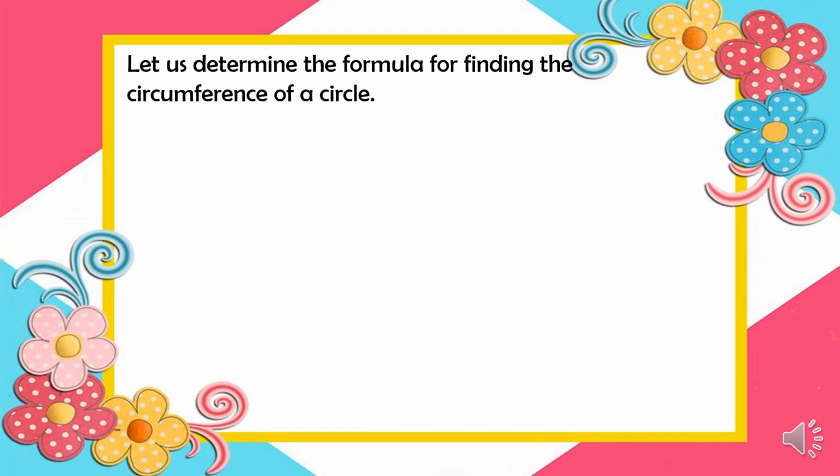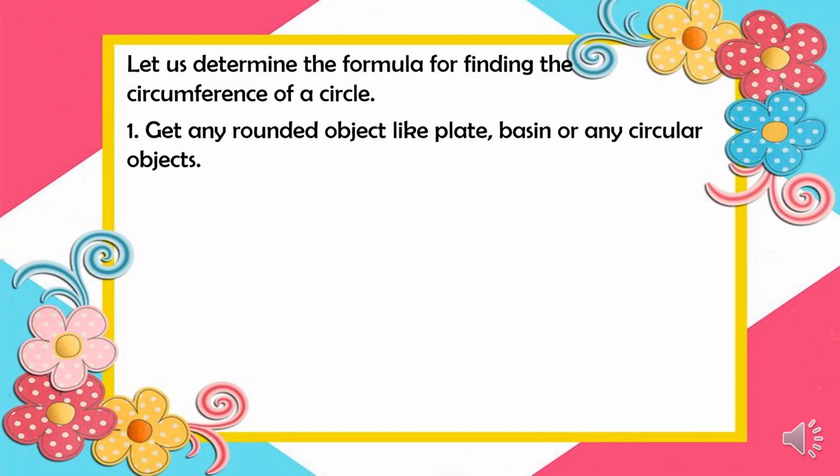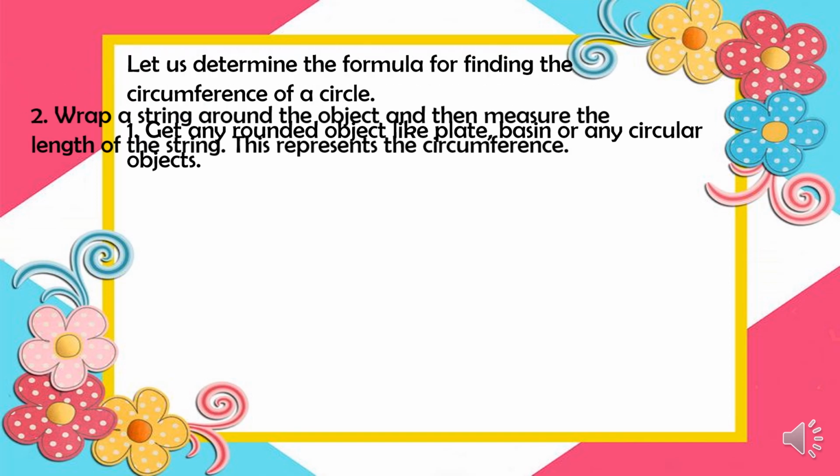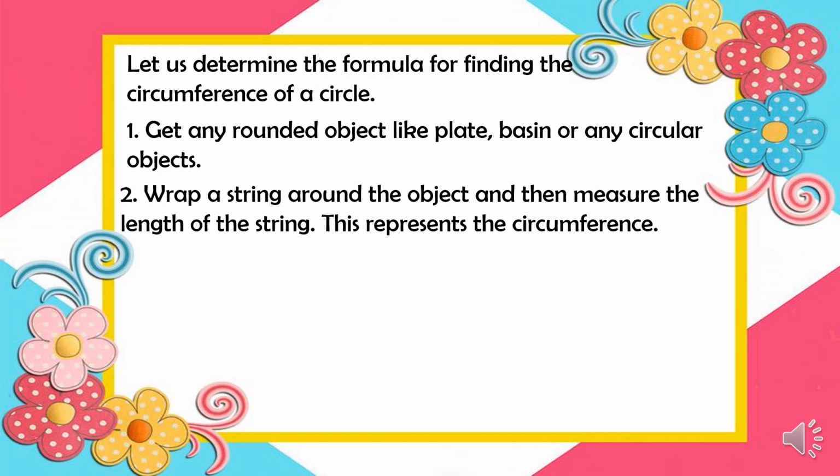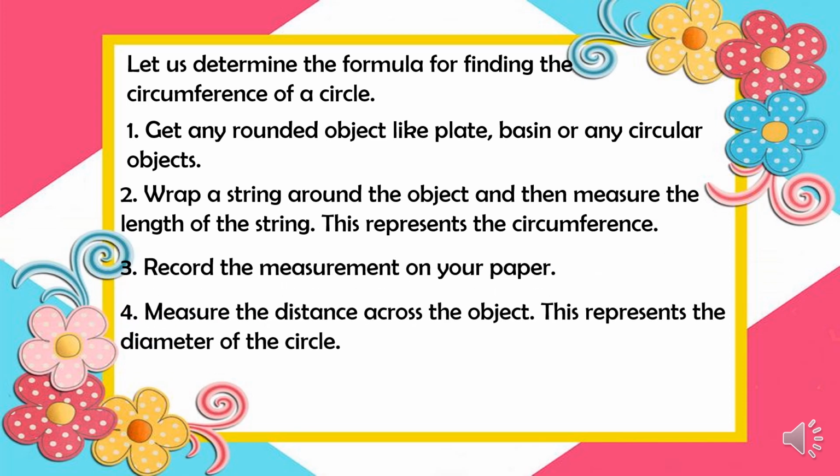Let us determine the formula for finding the circumference of a circle. For number 1, get any rounded object like a plate, basin, or any circular object. Second, wrap a string around the object and then measure the length of the string; this represents the circumference. Third, record the measurement on your paper. Fourth, measure the distance across the object. This represents the diameter of the circle.